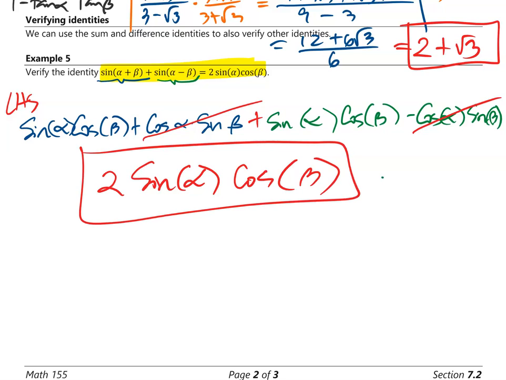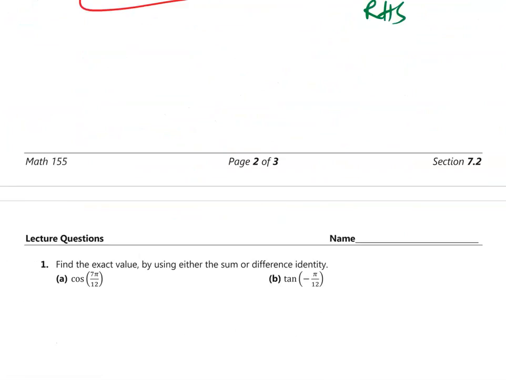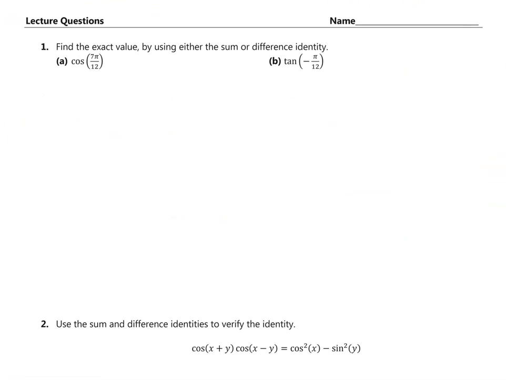And this is exactly the same thing as the right hand side. Okay, alright, and now let's work on some lecture questions. The first problem, find the exact value by using either the sum or difference identity. So let's start with letter A, cosine of 7 pi over 12.